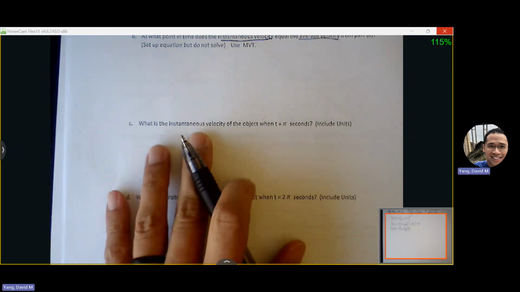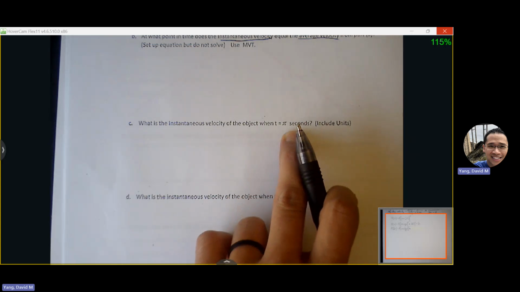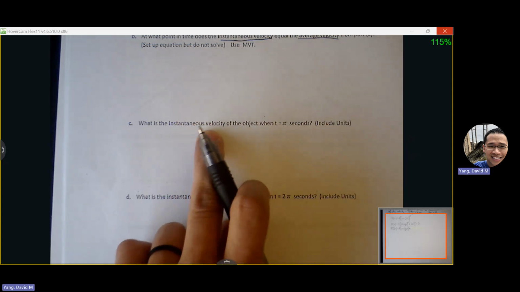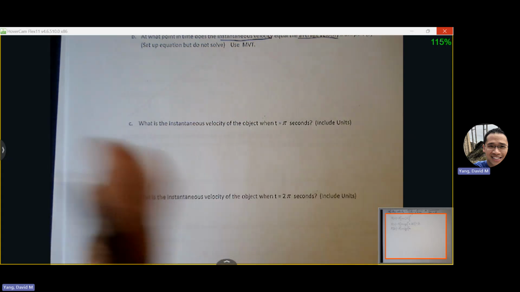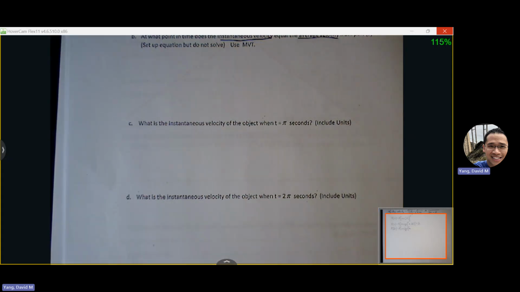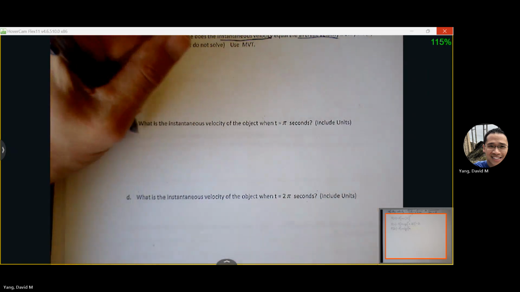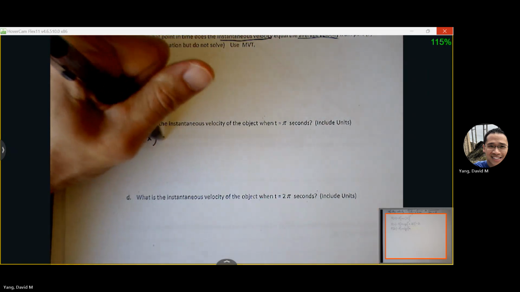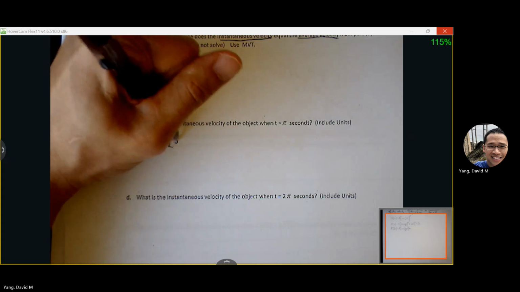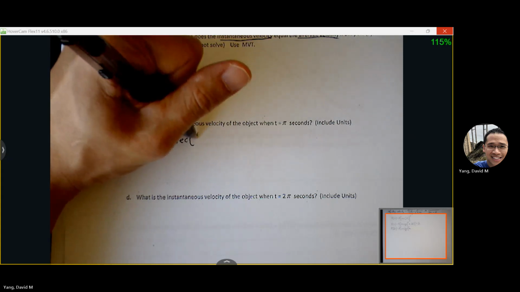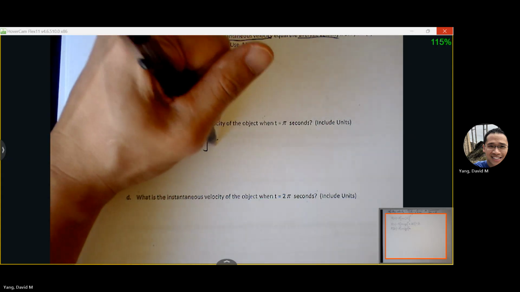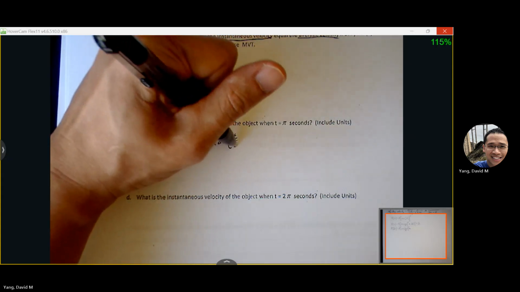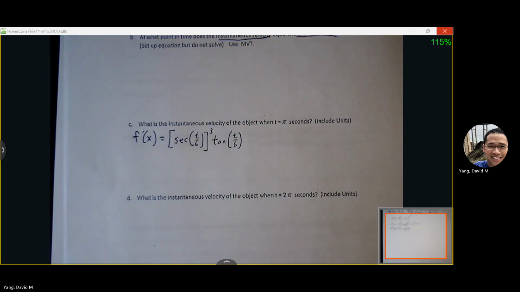Part C, what is the instantaneous velocity of the object when t equals pi seconds? So we have the velocity function, which is our derivative. So just plug pi into your derivative and see what that gets you. Same thing with part D. We're just plugging in.